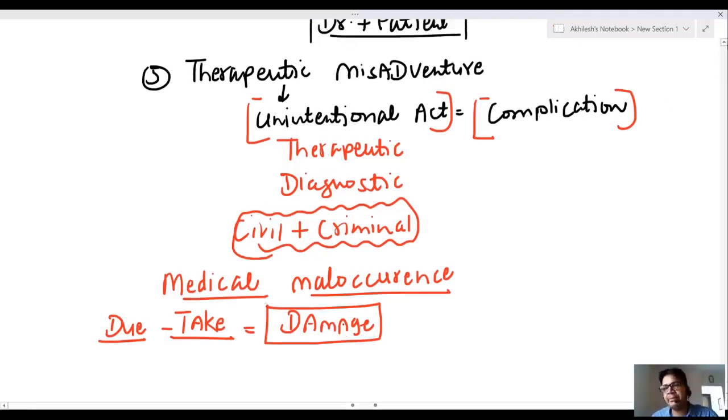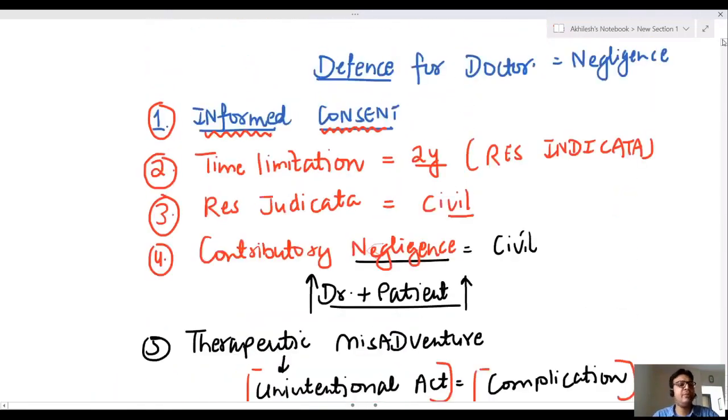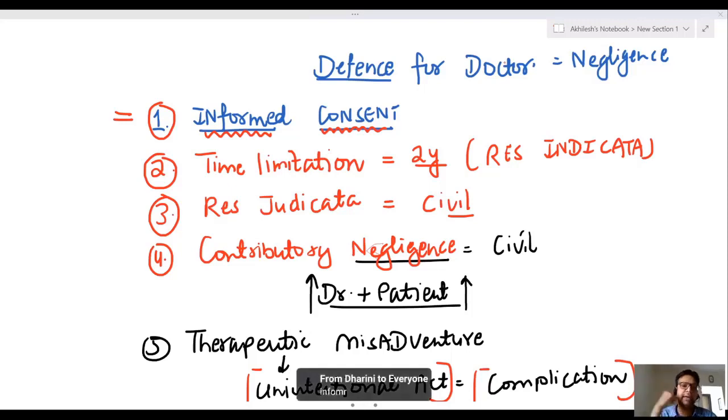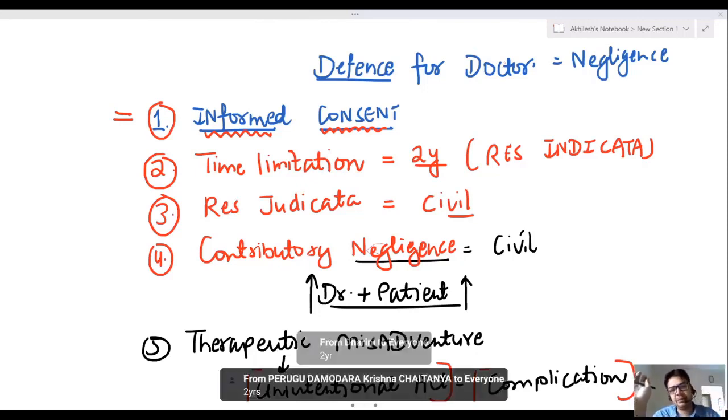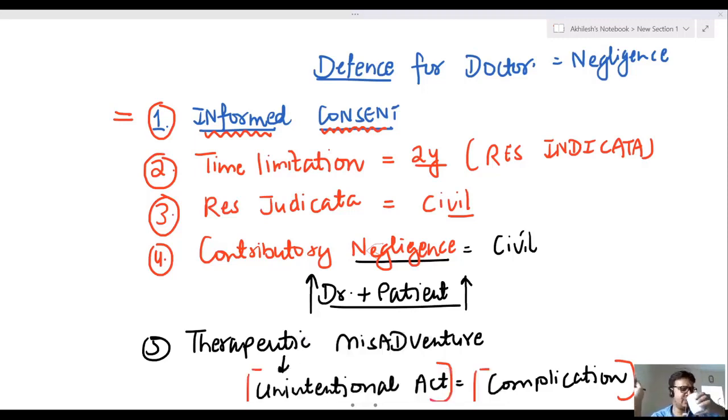Again, I am revising, my dear friend. What are the defenses available for a doctor? First, the doctor should get which consent from the patient? Informed consent. Inform everything. What is the time limitation for a patient to file a case? 2 years. Res judicata is a defense in which case?